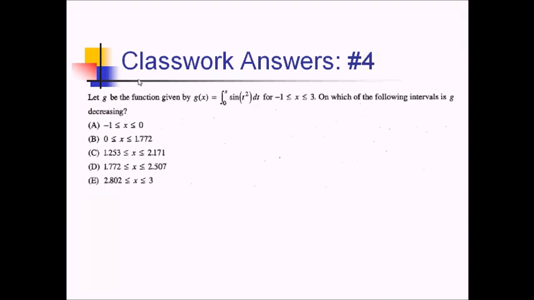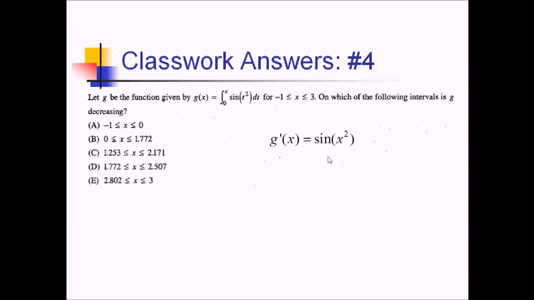For this problem, I've got this g function here, this integral function with a sine of t squared inside. I want to know on which interval g is decreasing. So to help me get that, I want to figure out what my g prime is. And I'm just taking the derivative of an integral. So I'm just going to plug my upper limit into the dummy variable. So that's going to be just sine of x squared. So now I'm just going to graph this out.